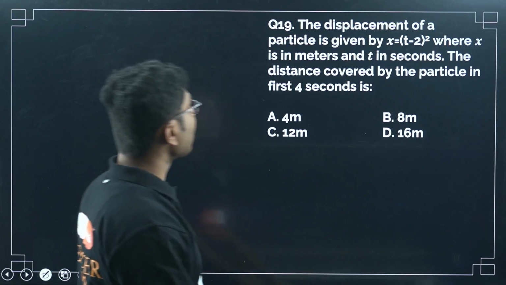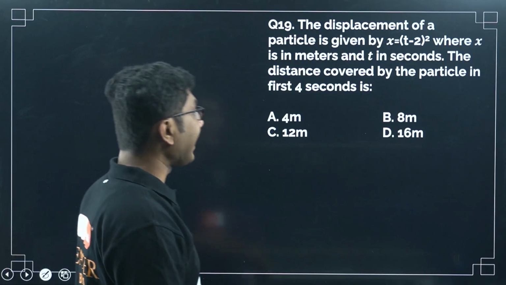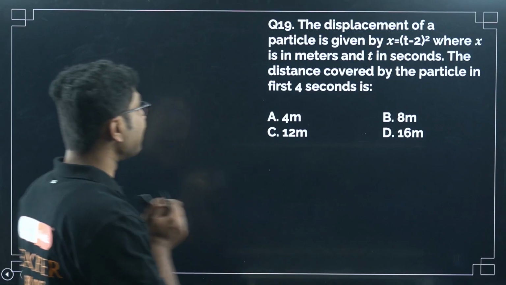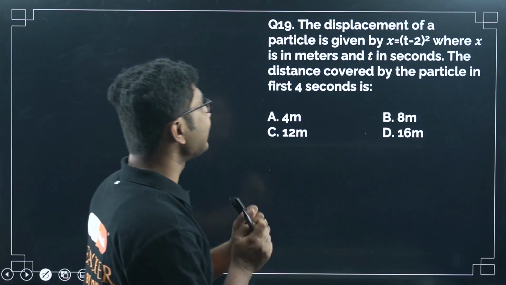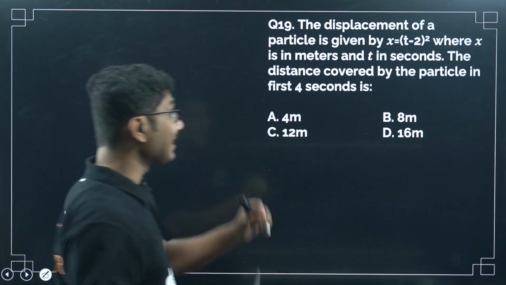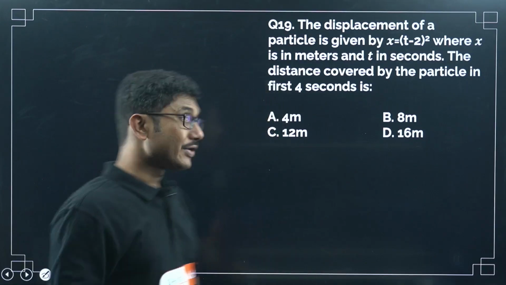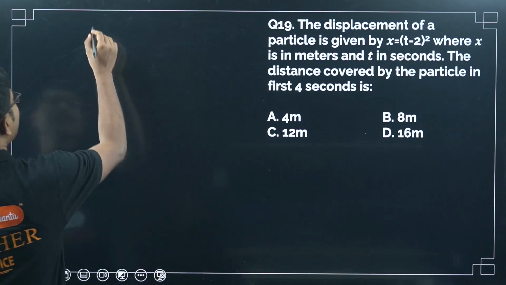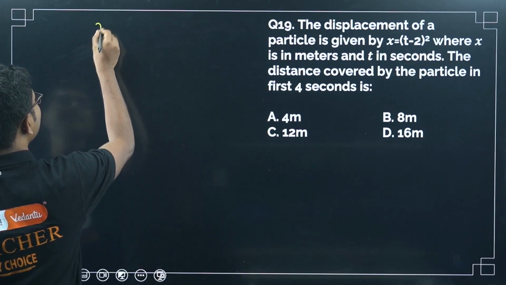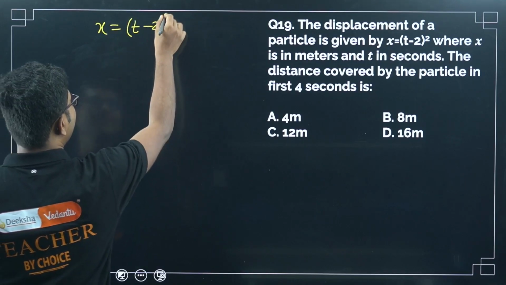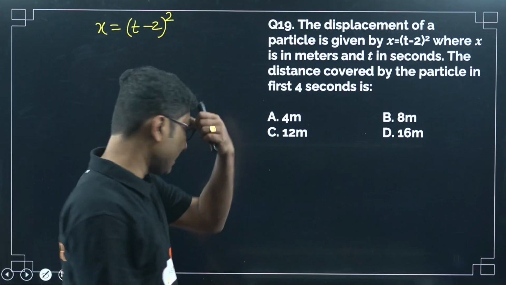The displacement of a particle is given by x equals (t minus 2) whole square, where x is in meters and t is in seconds. Find the distance covered by the particle in the first 4 seconds. This is a little interesting question, a slightly difficult question for KCET level. Let's see. So here x is given as (t minus 2) whole square.